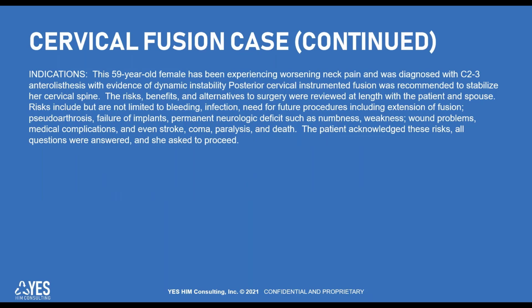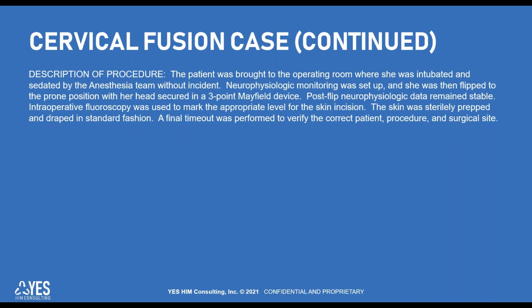So moving on, this was just a 59-year-old female, worsening neck pain. They did try alternatives prior to surgery. The patient acknowledged the risks. The patient was brought to the operating room. Neurophysiologic monitoring was set up, and she was then flipped to the prone position. So the patient was flipped prone, face down. So that gives us another indication of what kind of approach the surgeon was using.